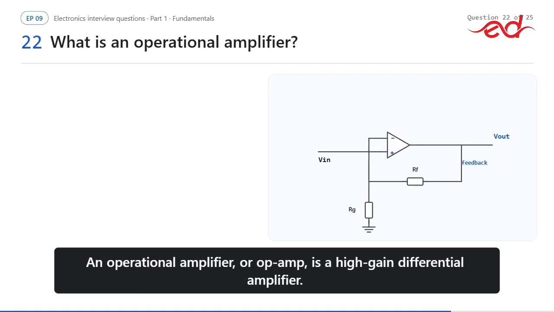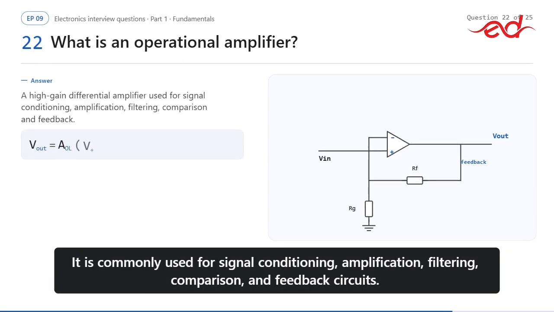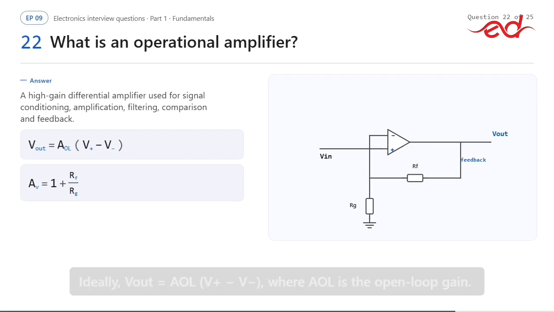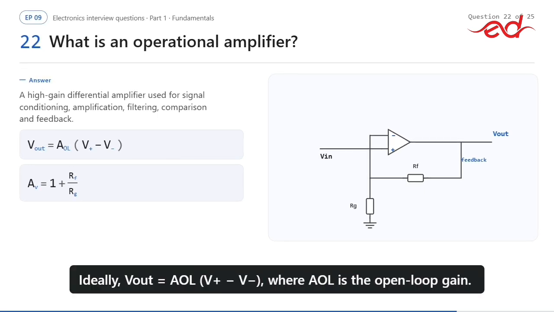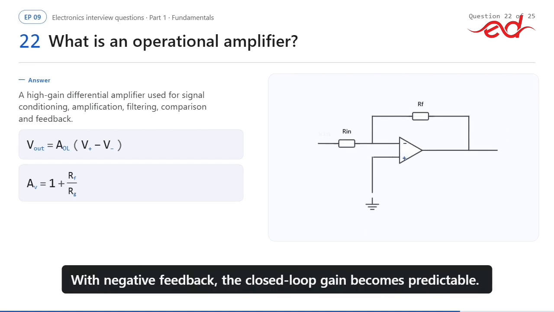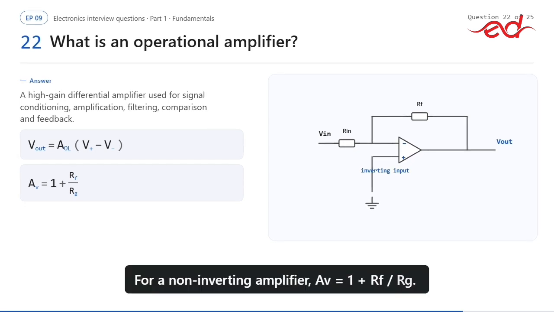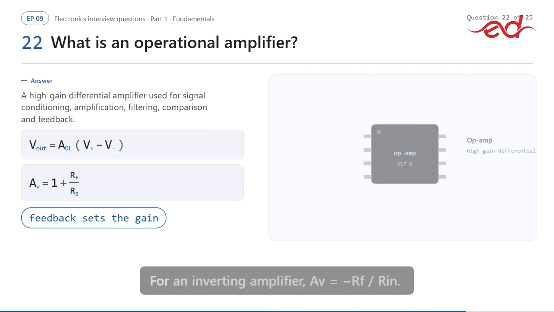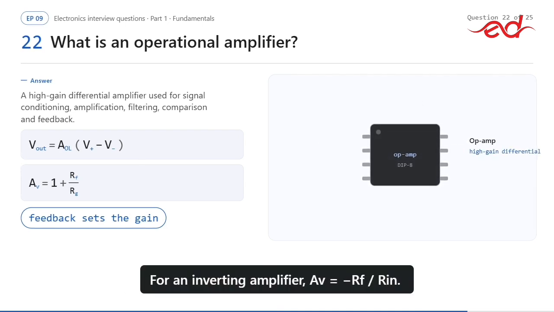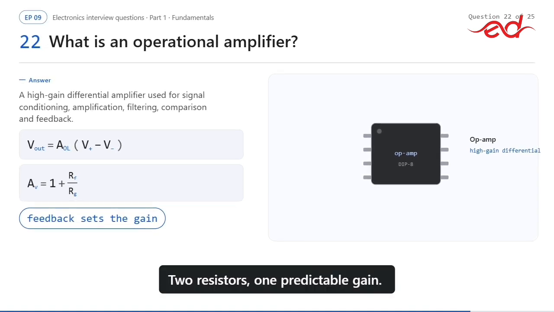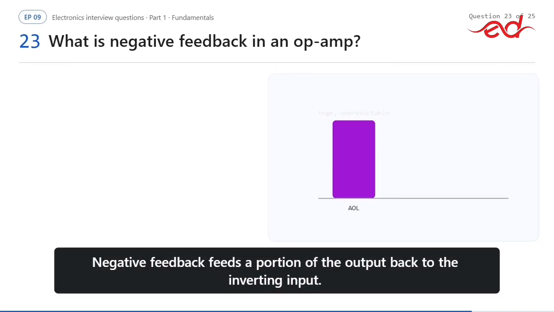Next question is, what is an operational amplifier? An operational amplifier or op-amp is a high gain differential amplifier commonly used for signal conditioning, amplification, filtering, comparison and feedback circuits. V output is equal to AOL multiplied with (V plus minus V minus), where AOL is the open loop gain. With a negative feedback, the closed loop gain becomes predictable. For a non-inverting amplifier, gain is equal to 1 plus Rf by Rin, and for an inverting amplifier, gain is equal to minus Rf by Rin. So these are the two important formulas which are generally used in op-amp circuits while designing the circuit for the gain.